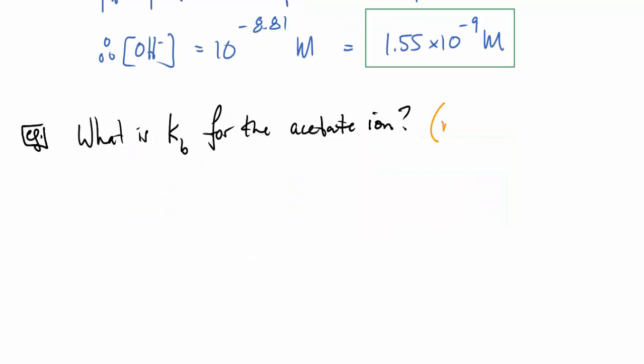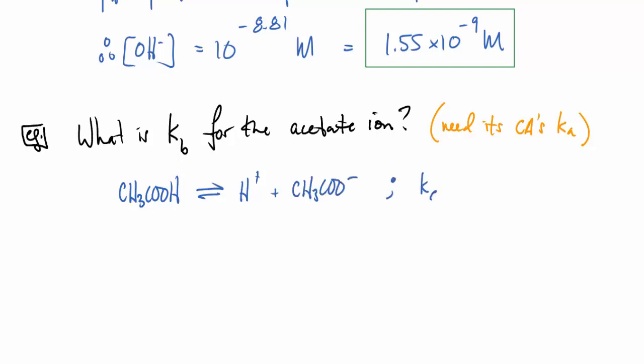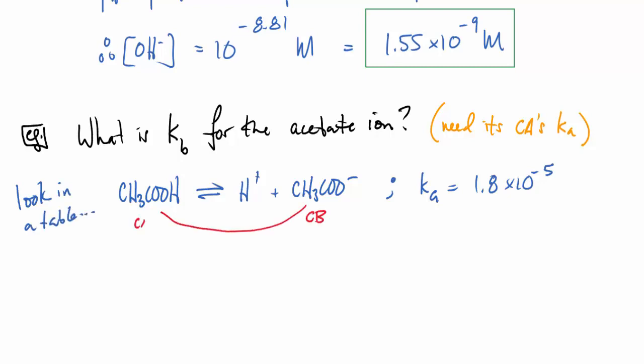Let's get Kb for the acetate ion, and we'll need to get its conjugate acid's Ka here. So we'll look in a table and find the conjugate acid of acetate ion, which is acetic acid. Its Ka is 1.8 by 10 to the minus 5. We just looked that one up.